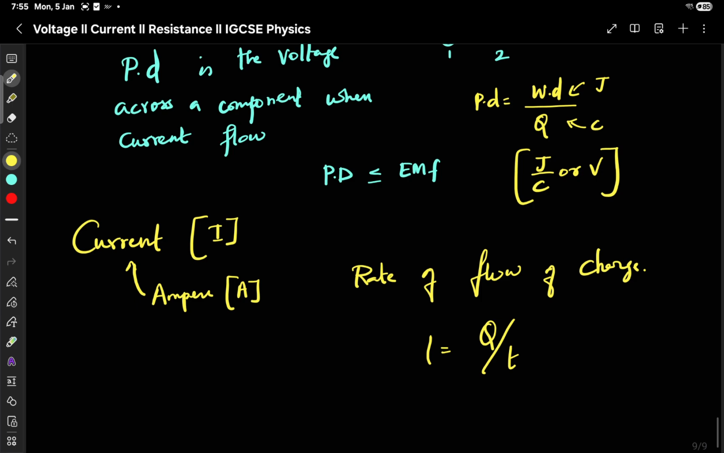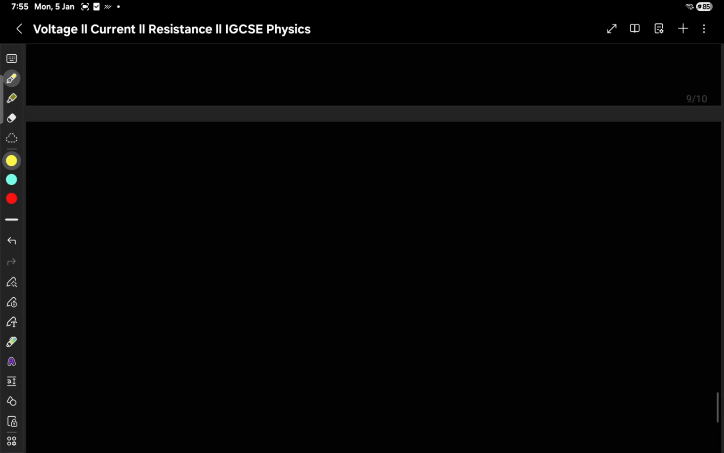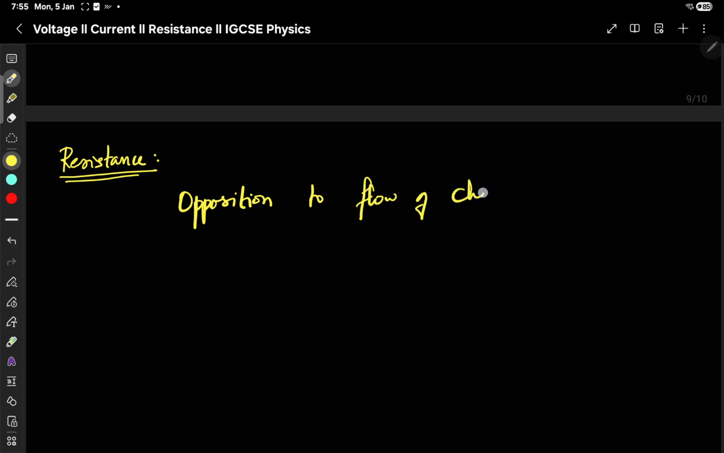Next is resistance. Resistance is just opposition of flow of charges, or opposition to the current. If something opposes the flow of charges, we can call it resistance. So resistance is simply opposition, or impedance also we can say, opposition to flow of charges.